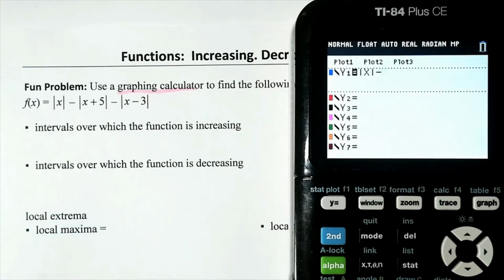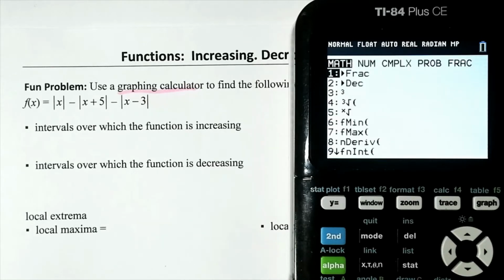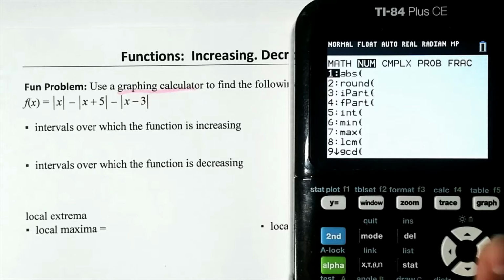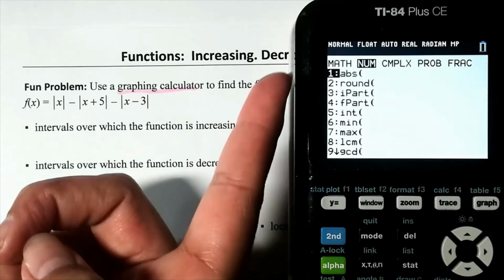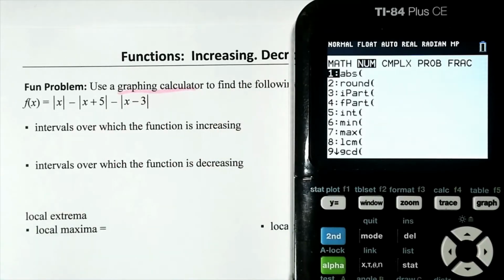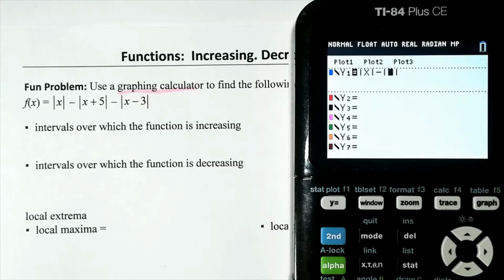What else do we want to put? Minus another absolute value. I'm going to put my special effect out of the way. Same process: math, number, absolute value. Math is one of the keys. Number, we hover over to the right. Absolute value, it's already highlighted at option 1, so let's hit enter. And then we have x plus 5.